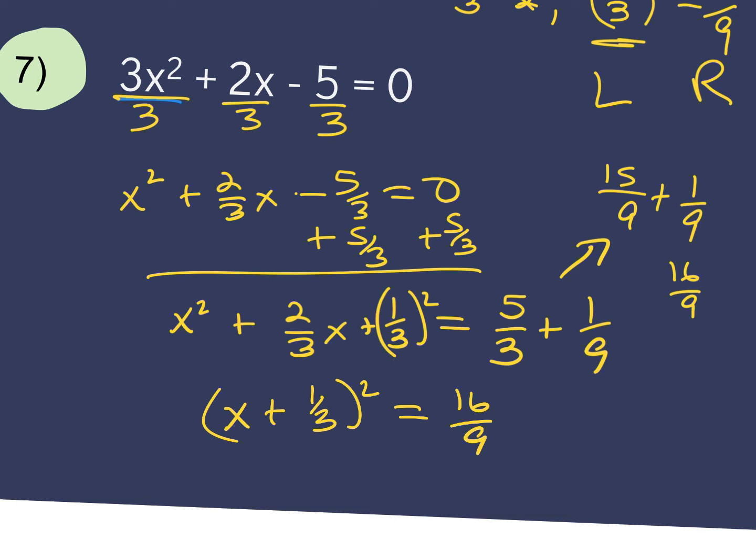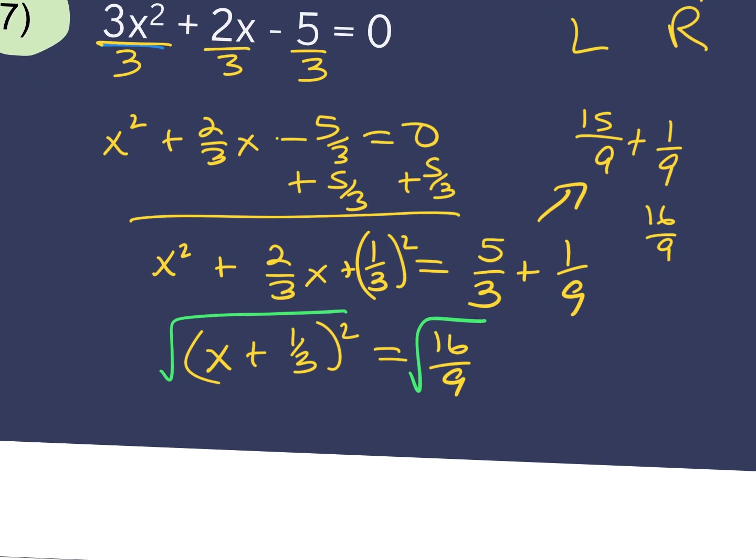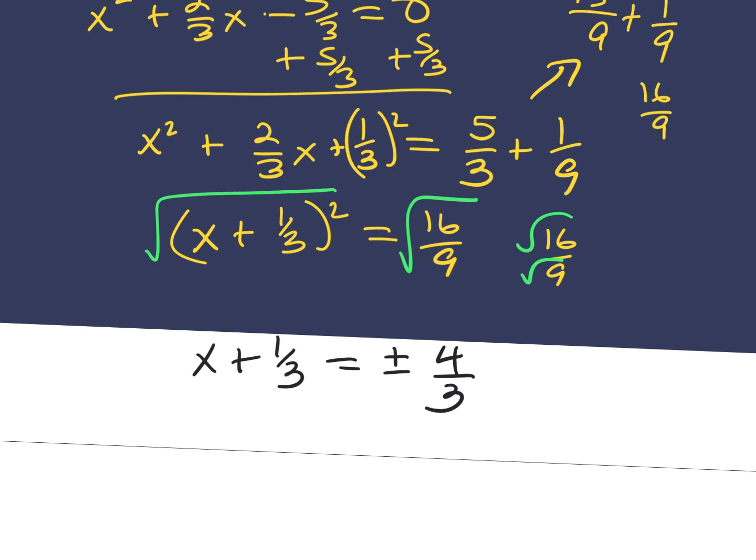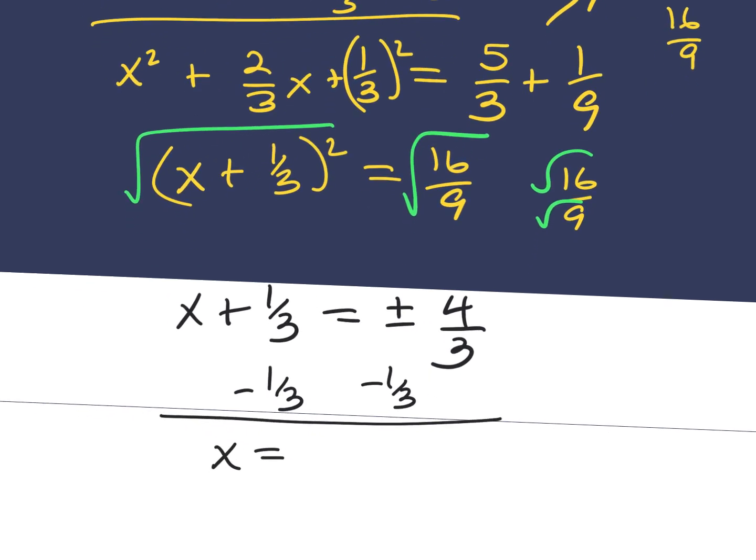Now I apply the square root method. Notice both the numerator and the denominator here are perfect squares. So when I square root it, I'm going to end up getting x plus 1/3 is equal to plus and minus 4/3. Now, again, remember when your radical disappears, we actually have to do the math here. So I'm going to subtract the 1/3. And now I have x is equal to negative 1/3 plus or minus 4/3.